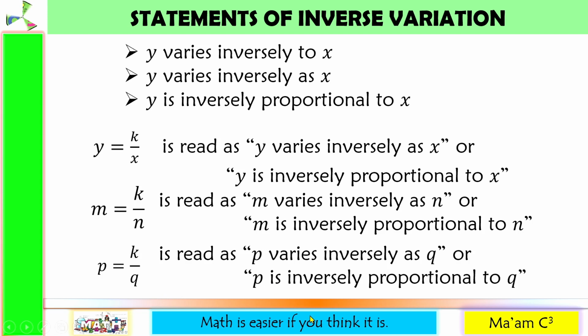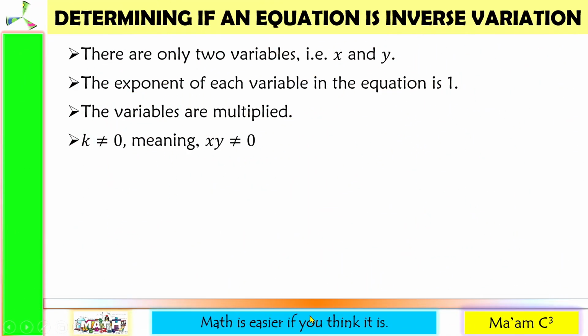Now, how do we determine if an equation is inverse variation? Here are some things that you have to remember. There are only two variables, example x and y. The exponent of each variable in the equation is just 1. The variables are multiplied, and our k is not equal to 0, meaning the product of the variables is not equal to 0. Let's have an example.